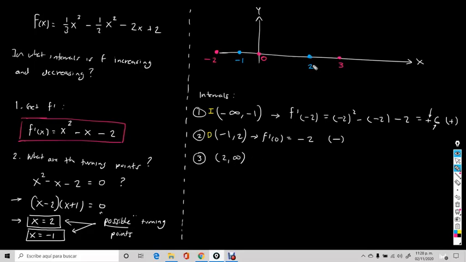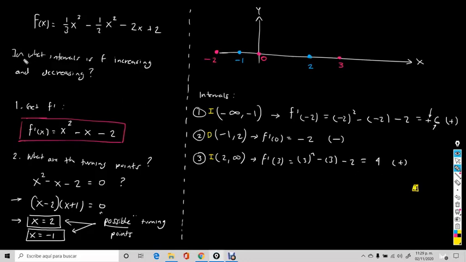So over my last interval, I chose the number 3 for the evaluation. f prime of 3, we get 3 squared minus 3 minus 2. 9 minus 3 minus 2, we get 4 again. And again, this is positive, so that tells me that the behavior of the function is increasing over this last interval. So that's it, guys. We have completed and solved completely the task.